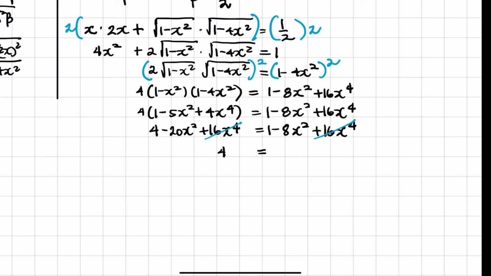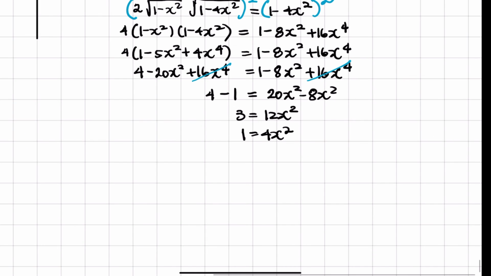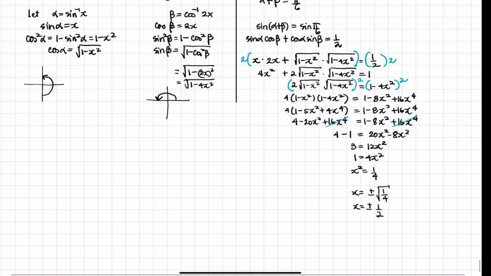Lipat natin yung mga constant sa left. Lahat ng may mga x square sa right. So, 3 is equal to 12x square. Divide both sides by 3. Hala, maging ganyan siya. So, x square is equal to 1/4. And then, take the square root of both sides. So, plus minus square root of 1/4, or x is equal to plus minus 1/2. So, you have 2 candidates na lang. Dalawa yung naiwang possible answers. So, konti na lang yan.